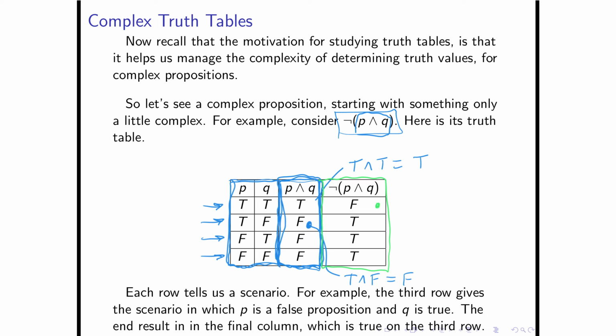And this time we do it all over again, but make sure that when you're computing the negation, you're computing the negation of this. You look up its values in the previous column of the table. So here we're going to compute negation F, which is true, right? Negation true, which is F.